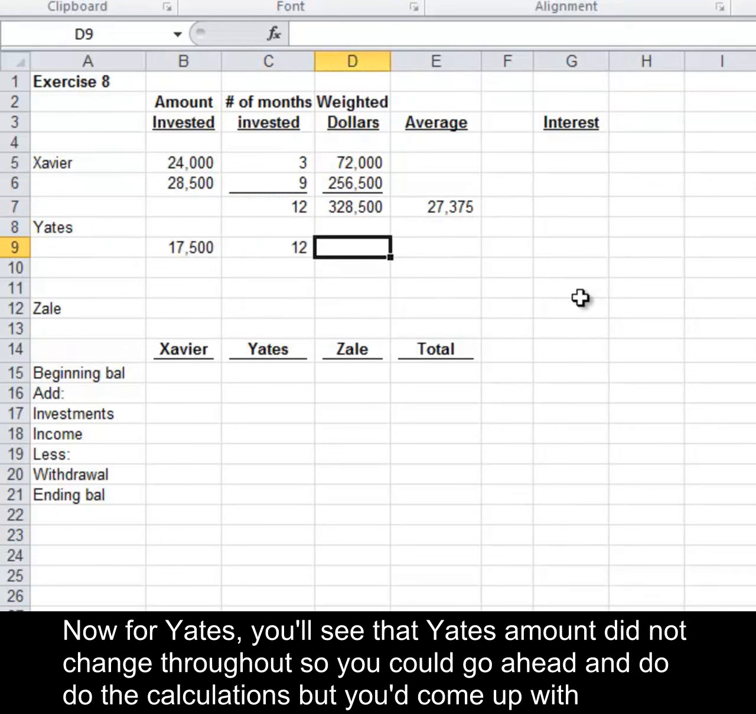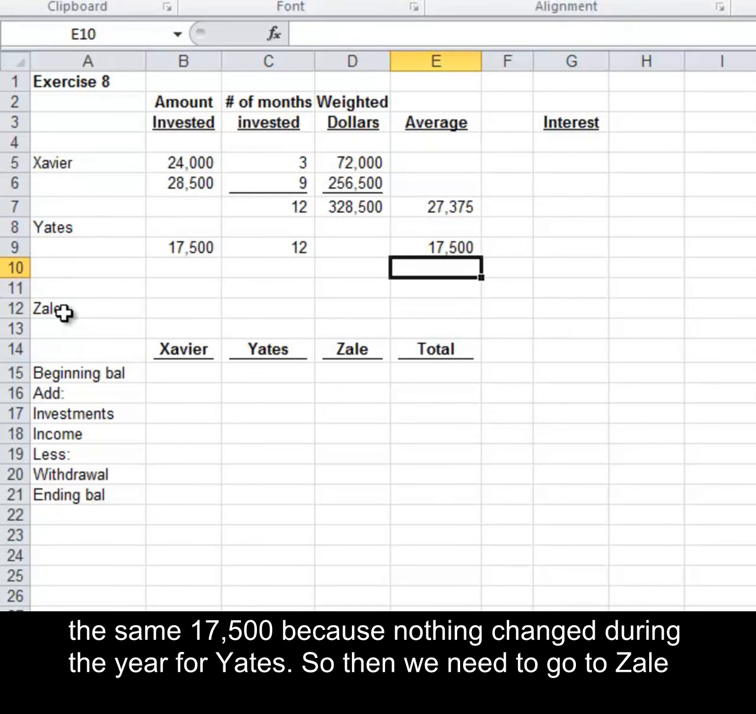Now for Yates, you'll see that Yates' amount did not change throughout. So you could go ahead and do the calculations, but you're going to come up with the same 17,500 because nothing changed during the year for Yates.